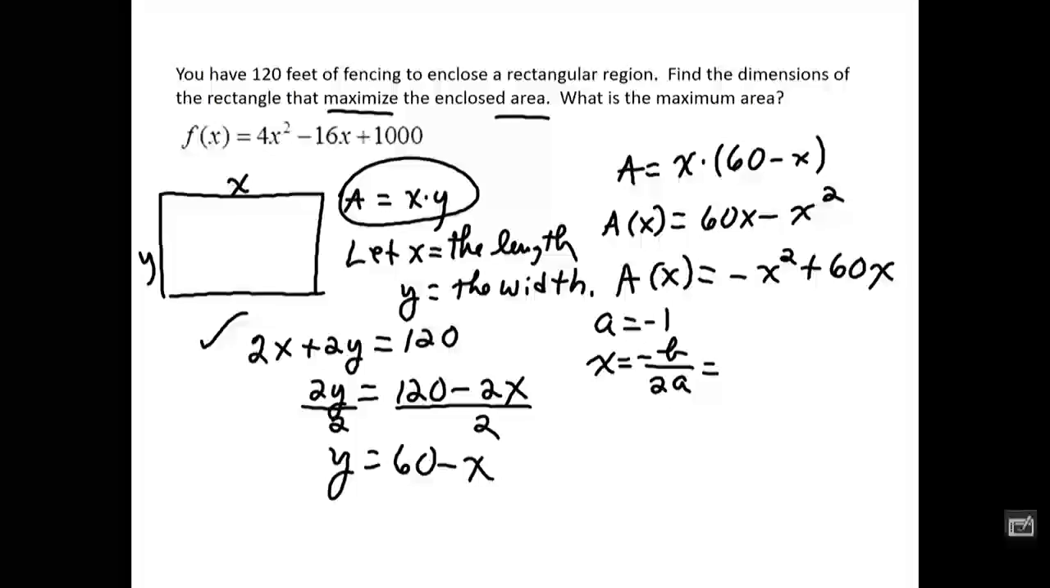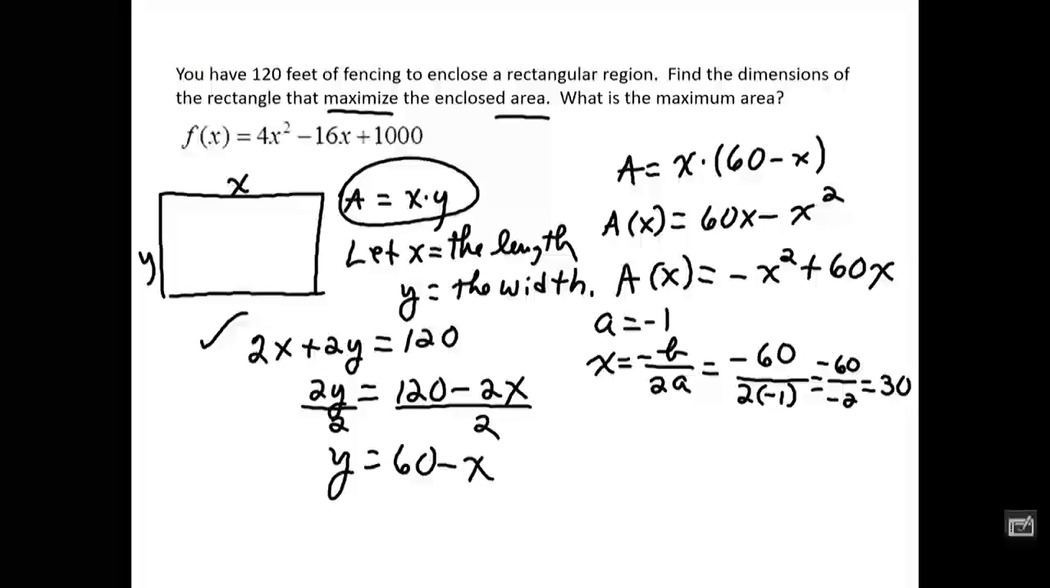So negative b divided by 2a is going to be a negative, b in this case is 60. So negative 60 over 2a. a is negative 1, so I have 2 times negative 1. Simplifying, we have negative 60 over negative 2, which is 30. All right? So the x coordinate of the vertex is going to be 30.